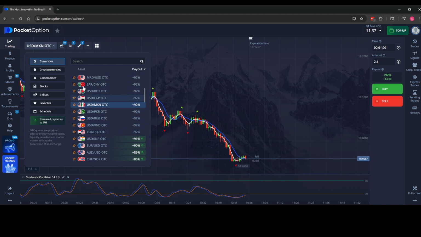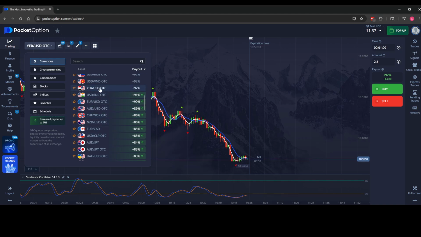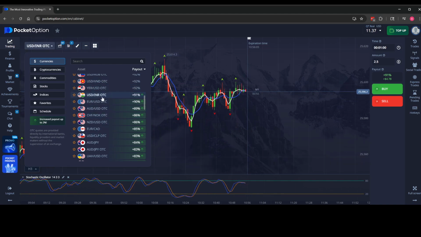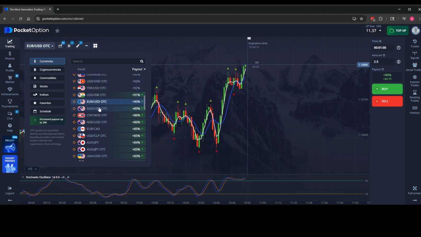If you're wondering why I keep clicking through the different pairs, I'm trying to stay within the 92% payout pairs, just because below that it's not really worth it, right? But if we don't have any opportunities, I usually will dip down into the lower payouts and just see if there's any opportunity there.